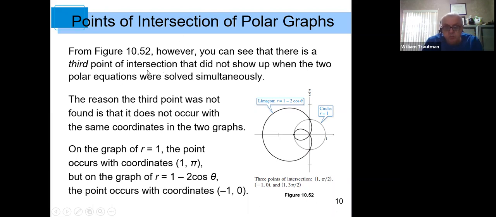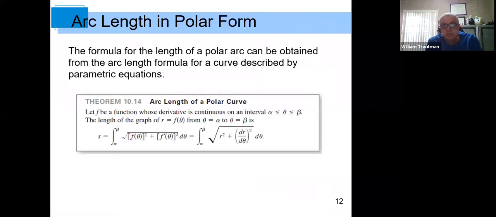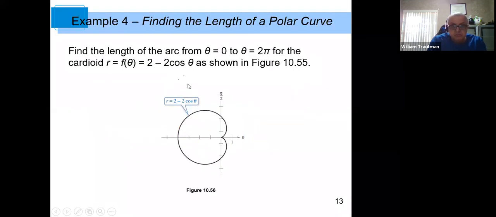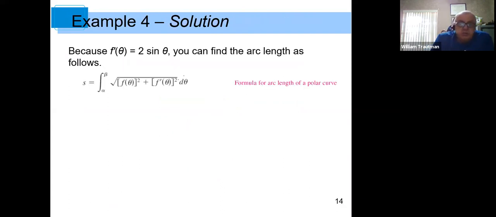And I think there was one more thing we wanted to look at, arc length. Another formula we have to write down: the function squared and then the derivative squared, take the whole thing and square root it, finding the arc length. Another formula we have to have written down. So find the length of the arc from 0 to 2 pi for this function. And we're going to plug it into the formula.